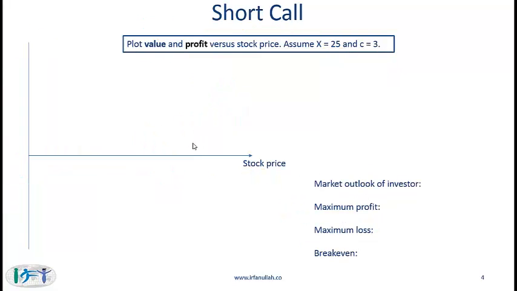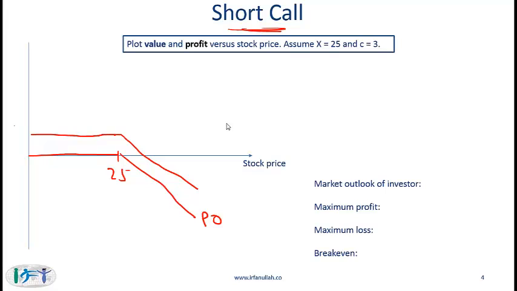The short call, as we've talked about in the earlier reading, is the exact opposite. So let's take the same scenario. Strike price is 25. This is the payoff diagram for the short call. The profit is going to be 3 units above the payoff because this is a short call position, which means you have sold a call. So when you sell a call, you make $3.